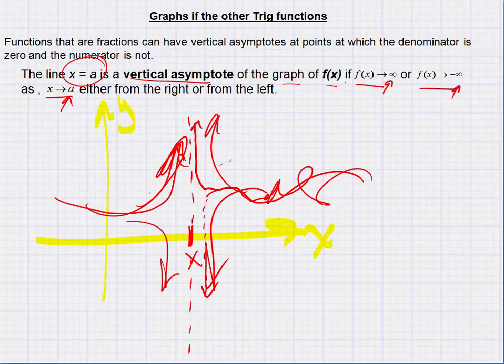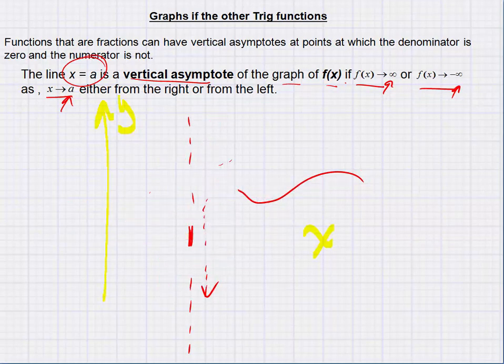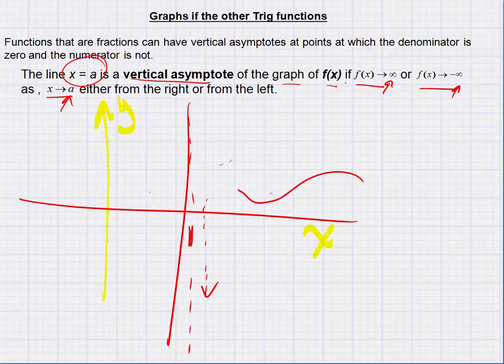So, again, just to reiterate, as my graph gets closer and closer to this vertical line, if f of x goes up to positive infinity or down to negative infinity, as I get closer and closer to this vertical line a, then this line is called a vertical asymptote. Now, when will these vertical asymptotes occur?